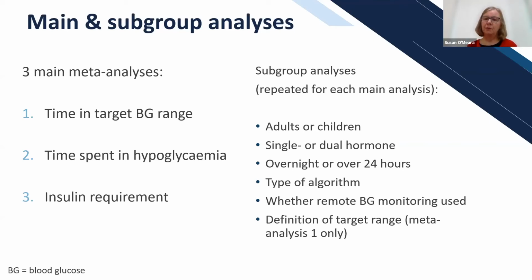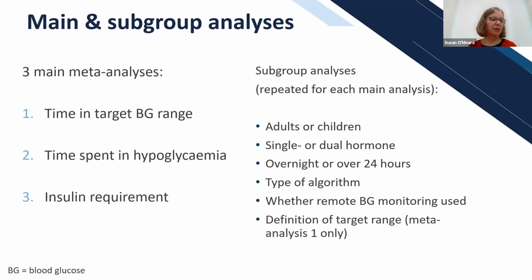And other subgroups were focusing on whether single or dual hormone artificial pancreas devices were used. They also looked at the time of the intervention, whether it was overnight or whether it was over 24 hours. They looked at the type of algorithm. So if you recall, I described 3 different types of algorithms, so there were 3 subgroups. And they looked at whether remote blood glucose monitoring was used.